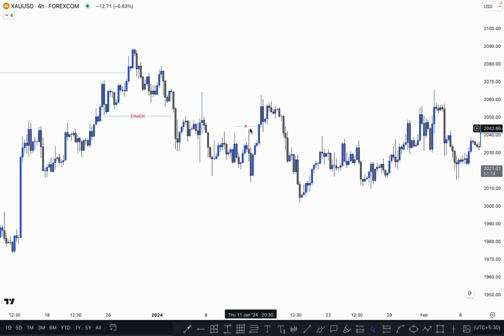So this is inducement, okay? Because the market created a CHoCH, took out the inducement, and you have to wait for the unmitigated order block or POI. So our hidden supply zone is here. Why is this a hidden supply zone?